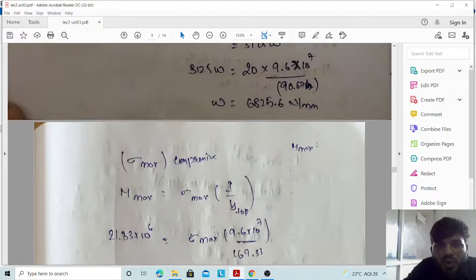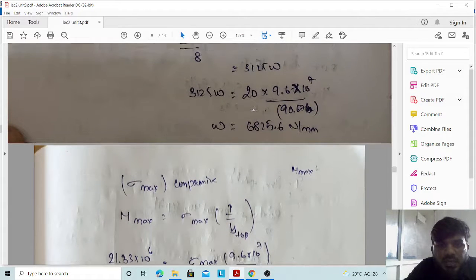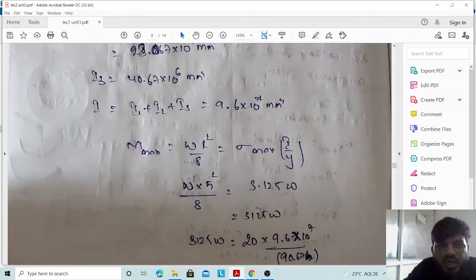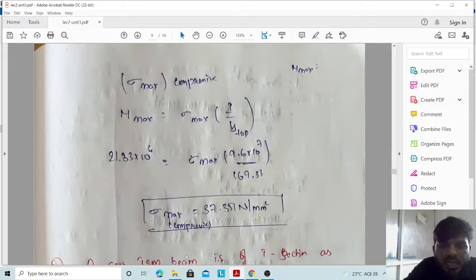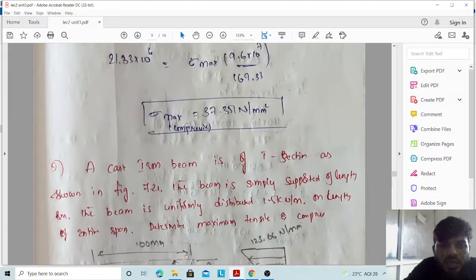Once you get the value of W, you can directly substitute in WL square by 8, that is nothing but 3125 into W, you will get the value of M max. That M max value I have used here: 2.21.33 into 10 to the power of 6 is equal to sigma max into 9.6 into 10 to the power of 7 divided by 169.33. So with this we are able to calculate the maximum compressive stress acting on that beam.